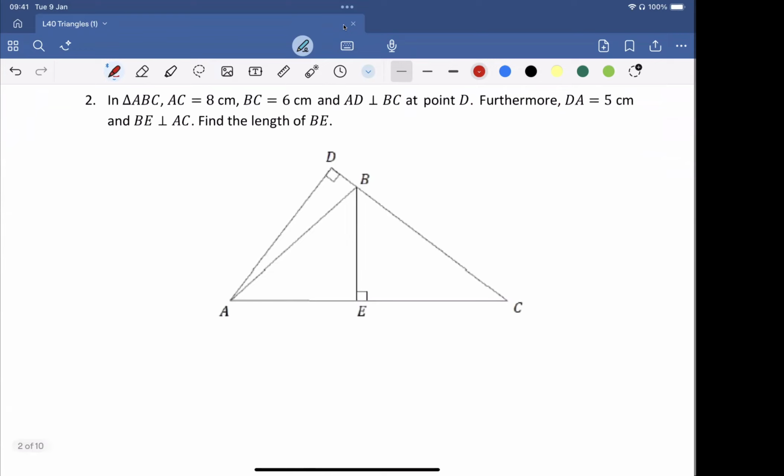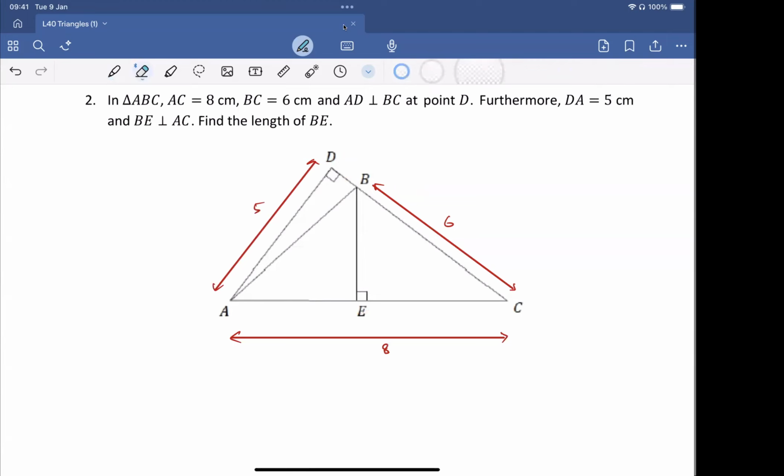So let's take a look at our question. They are telling us that AC is 8 cm. So let's label it. Always label your diagrams. BC is equal to 6. AD is perpendicular. DA is 5 cm. Label the diagram. And BE is perpendicular to AC. They've already labeled it for us. Find the length of BE. This is what they want. They would like you to find this length BE over here.